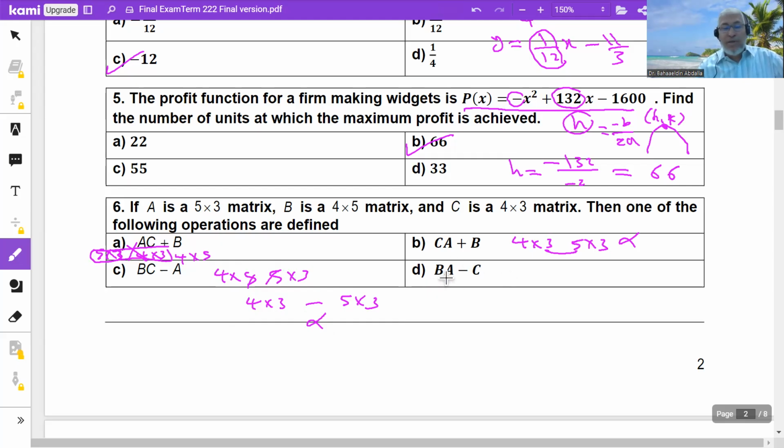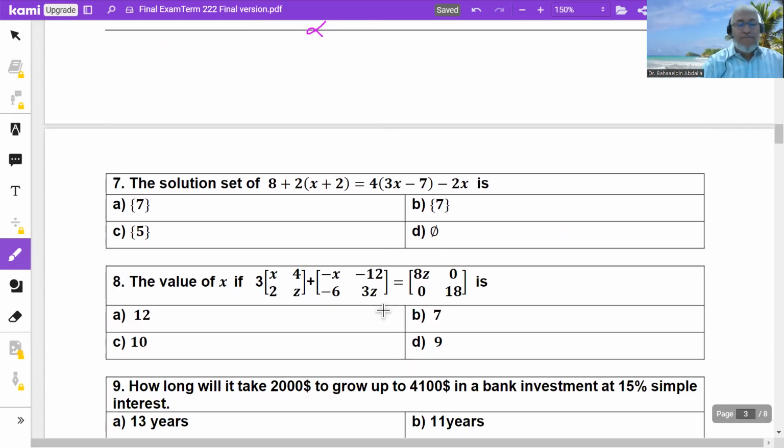What about this one? B times A, okay, B is 4 by 5. A is 5 by 3. That's good, we can multiply, and the result would be a matrix 4 by 3. Okay, minus C, what is C? C is also 4 by 3. That's good. We will be able to evaluate this. The operation is defined, and the answer is part D.